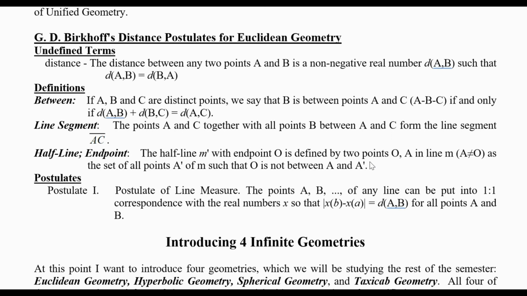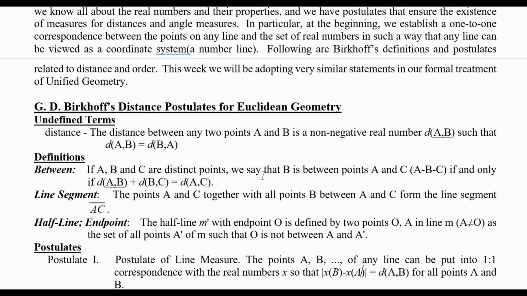And then we have a postulate of line measure. The points A, B, however many points, of a line can be put into a one-to-one correspondence with the real numbers x, so that x of B, the coordinate of B, minus x of A, the coordinate of A, and then take the absolute value, is the distance from point A to point B. I guess this should really be a capital B and a capital A there, for all points A and B. All right, so that's the formal way we're going to do it.